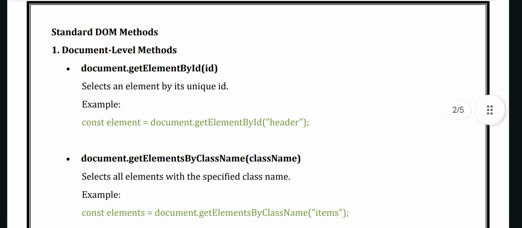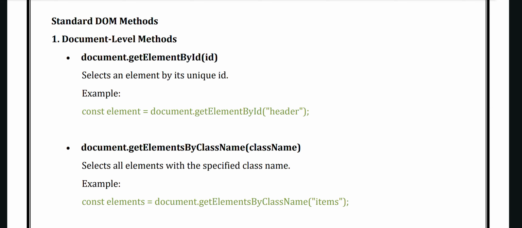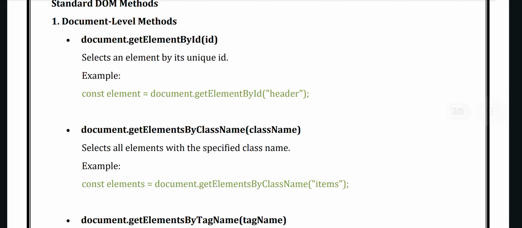So now we see the methods. सबसे पहले हम देखेंगे डॉक्यूमेंट लेवल मेथड. First is document.getElementById. इसका हमने पहले भी यूज किया है. तो इससे हम क्या कर सकते हैं, we can select an element by its unique ID.